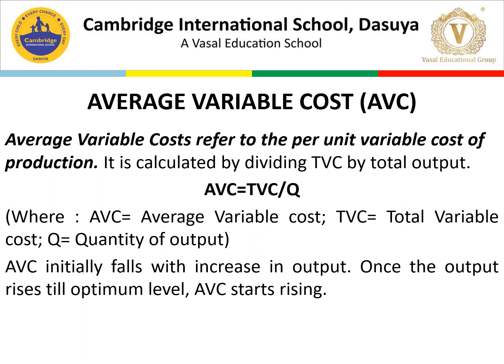AVC initially falls with increase in output. Once the output rises till the optimum level, AVC starts rising. So once output increases, until the optimum level comes, AVC will start rising again. So let's move to the next topic now.